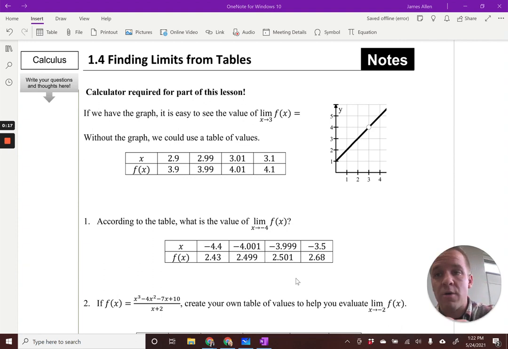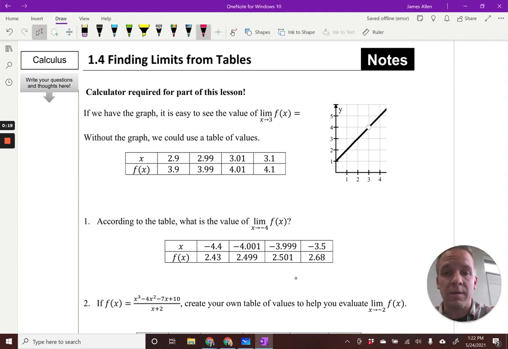If we take this graph over here on the right, we can see that as x approaches 3 from the left and from the right, it's approaching 4 for my y value. So 4 is my answer.